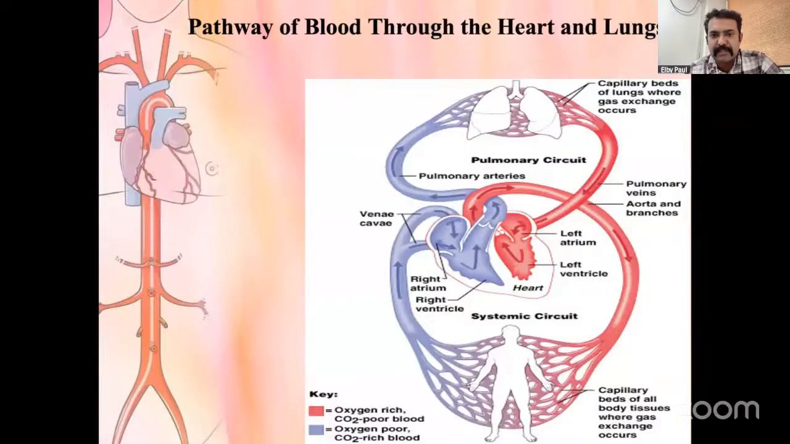This is the entire circulation of the body, the systemic circulation, and the pulmonary circulation also. The red we can say is oxygenated blood, and the blue color is deoxygenated blood. If any of these organs stops, cardiac arrest will be the result.